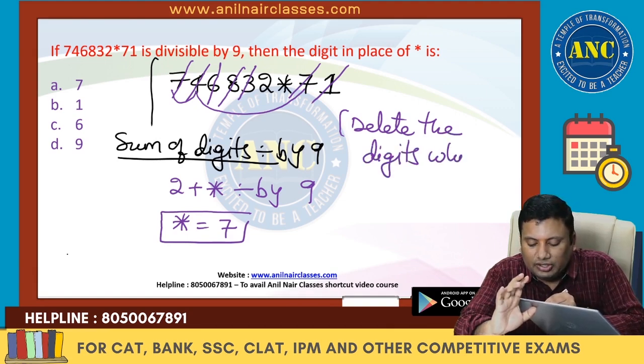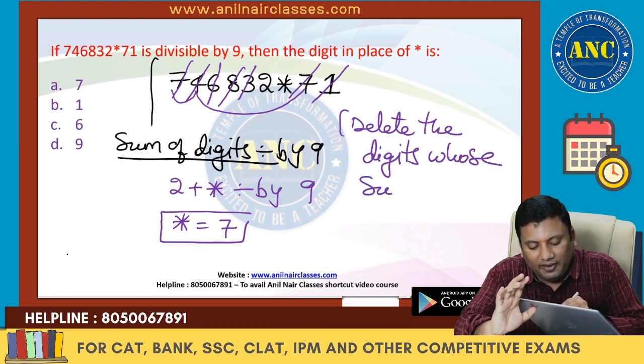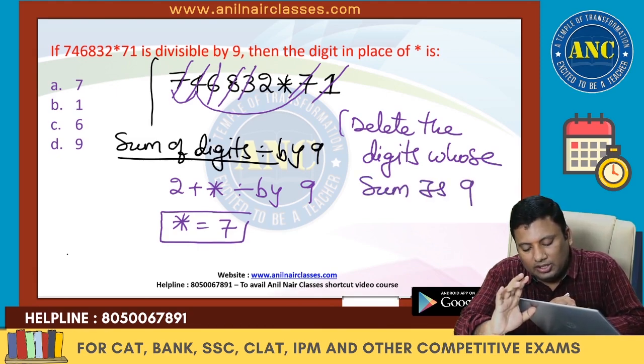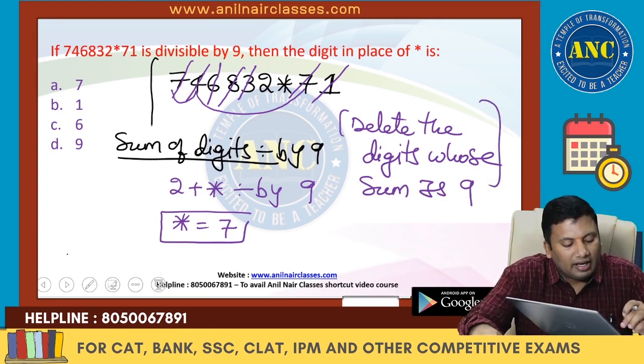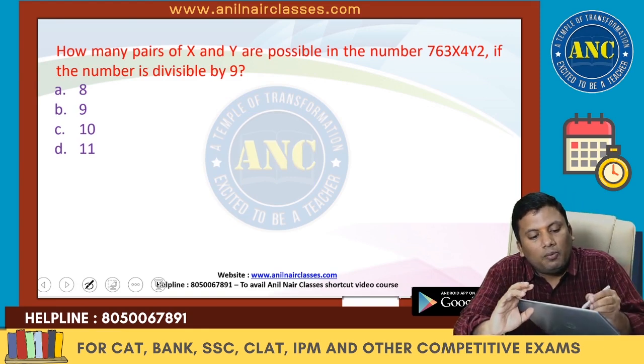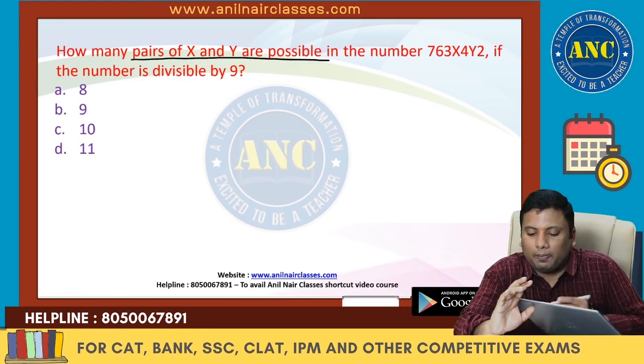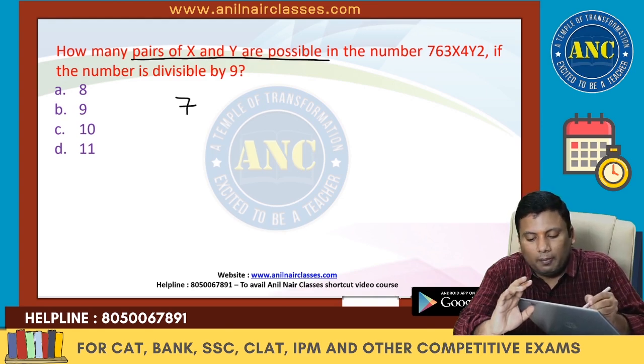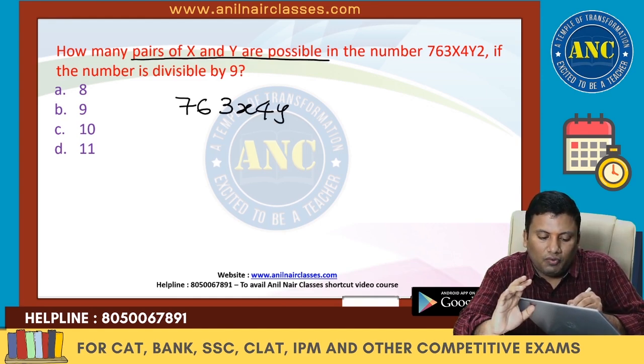Delete the digits whose sum is 9. If I delete the digits whose sum is 9, I will get the star value. I hope the idea is clear. How many pairs of x and y are possible in the number 763x4y2?